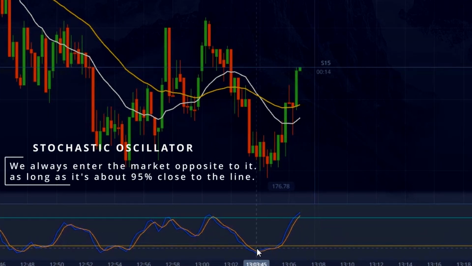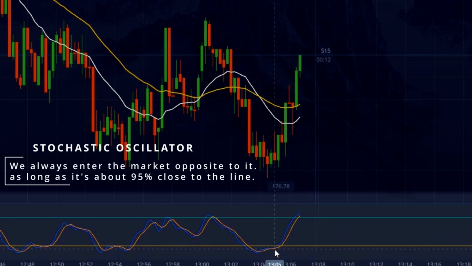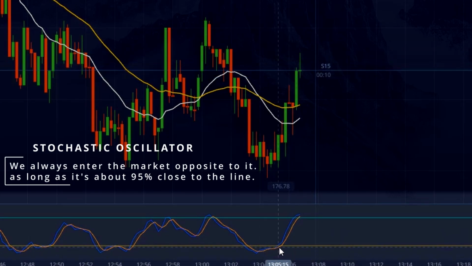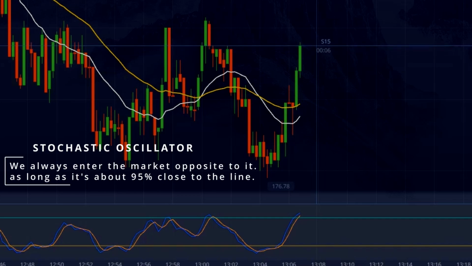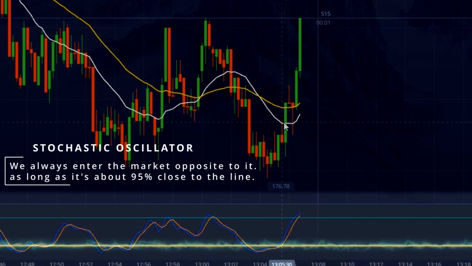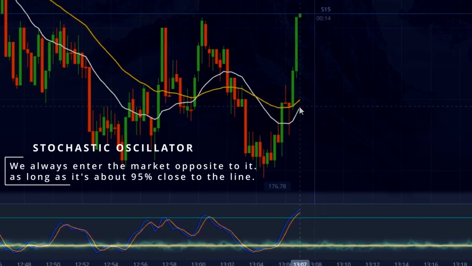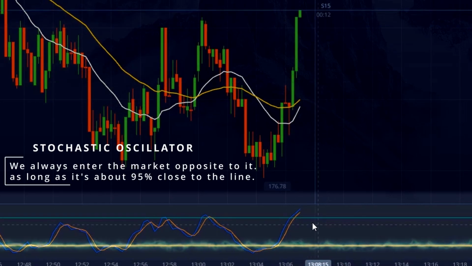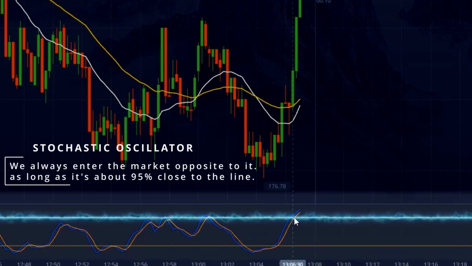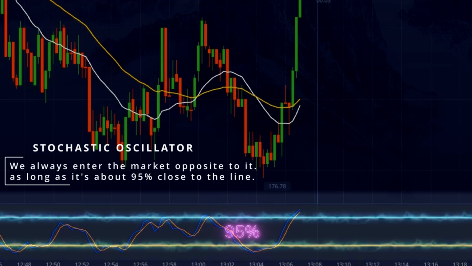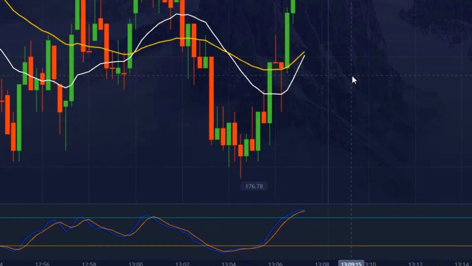tell us. Now, the stochastic oscillator is very simple. All we have to do is to enter the market opposite to it. So basically, if it's about 95% close to the lower line, then we are going to open a higher or buy position. But if it's about 95% close to the upper line, then we are going to open a low or sell position. Again, it doesn't have to cross the line. As long as it's about 95% close to the line, then that's a good enough signal.